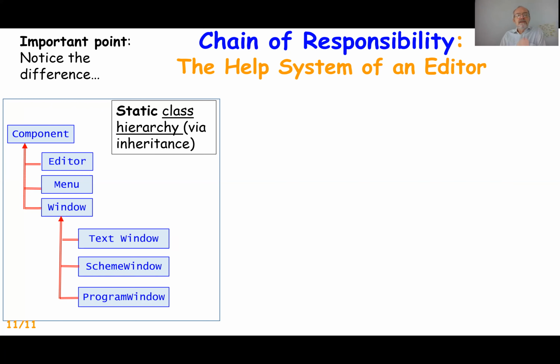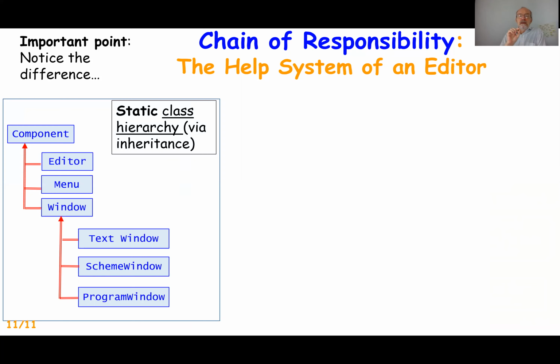These are components that relate to each other using inheritance. For example, any software component of a text editor is editor class, menu class, window class. Window class, in turn, has derived classes that reflect different kinds of windows, for example, text window, scheme window, program window, etc. Okay, so this is the static structure. We know that very well. We use it often each time we are programming something in object-oriented style.